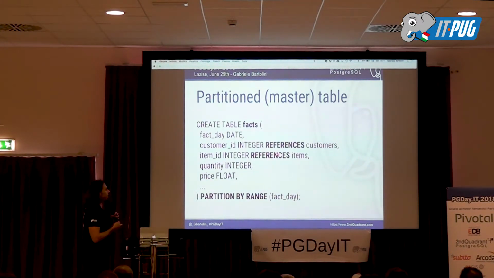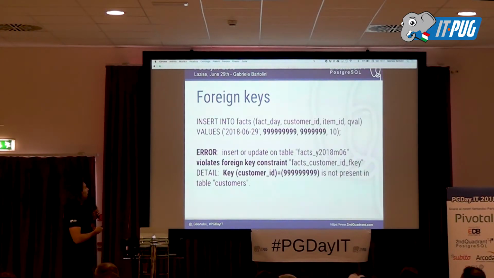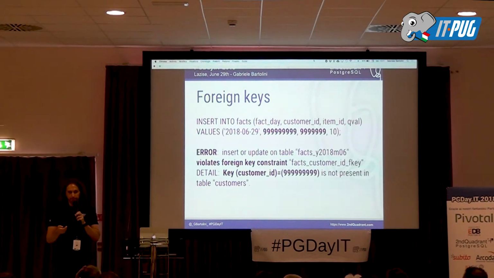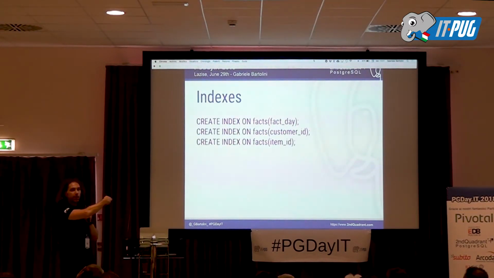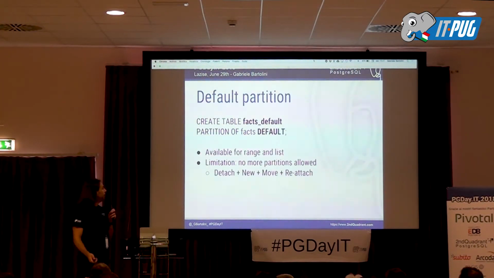So this is how you can define referential integrity from the master table. It's very easy. Partition by range is the same. This is foreign keys in action. You can insert a value of a customer that does not exist on the master table and you get an error. Okay. This is how you create indexes on all the partitions, just on the partitioned table, in fact.